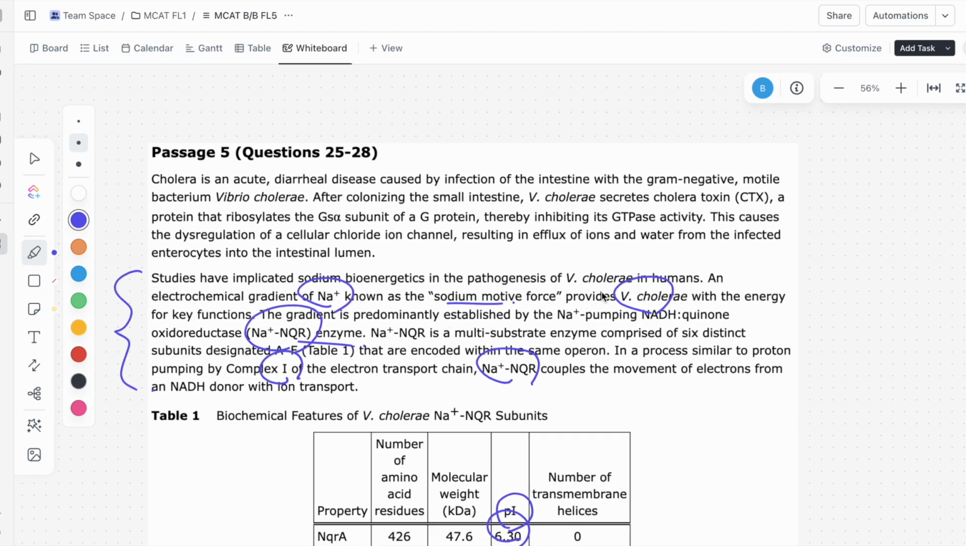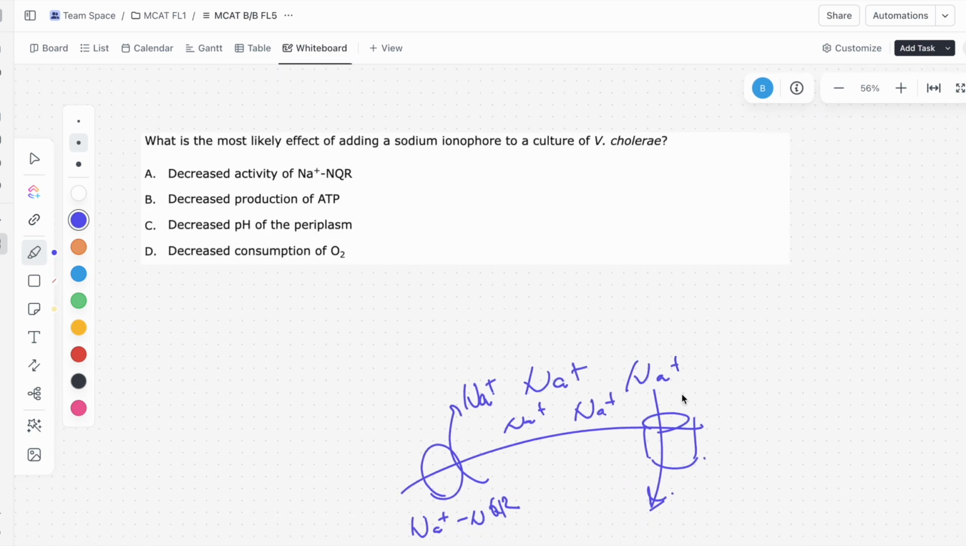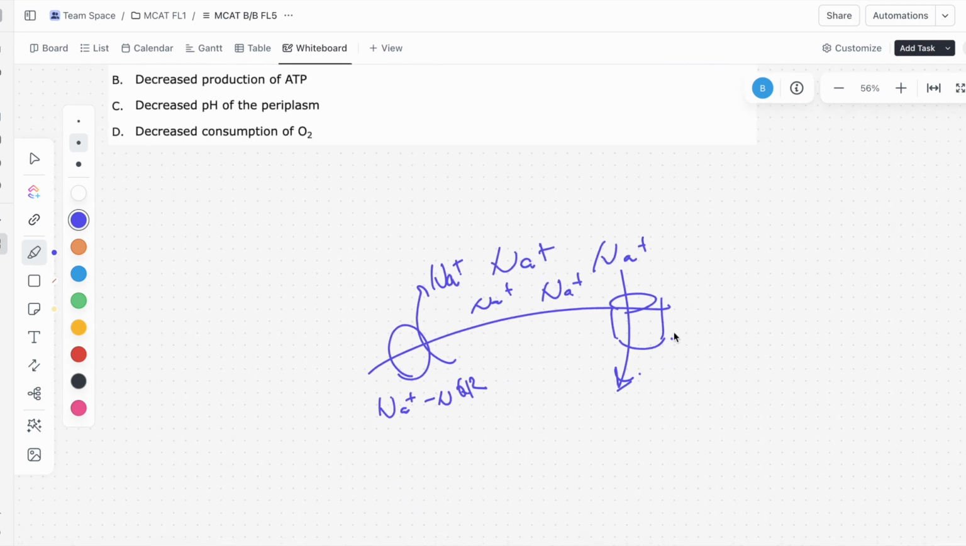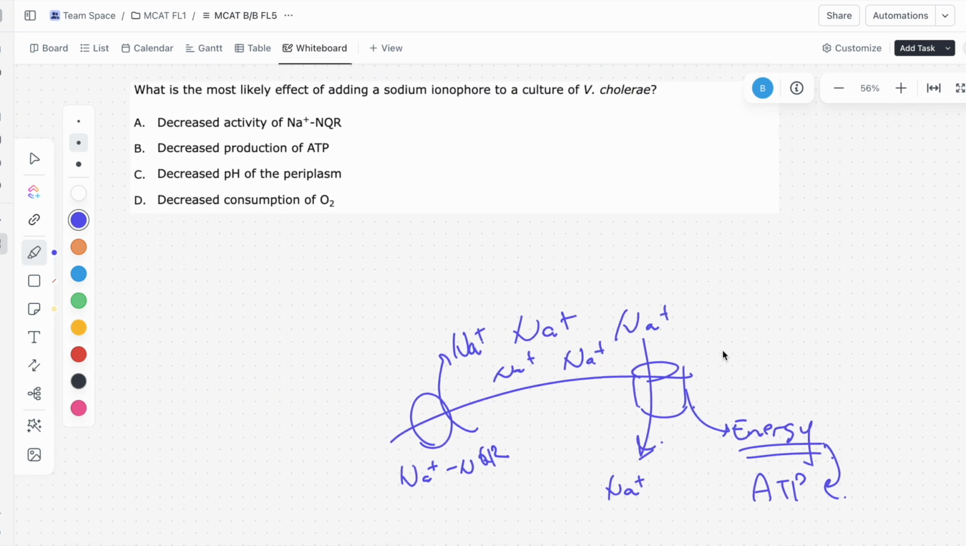As it goes down its concentration gradient, it goes through this protein, and we know that it provides some kind of energy. Now, we can presume that this energy is probably going to be in the form of ATP. If this is exactly similar to what our ETC and ATP synthase process looks like, except for protons we have sodium, then we can reasonably assume that the energy they form is going to be ATP. But to double check, let's take a look at the answer choices here.